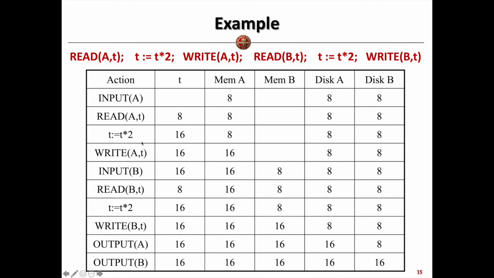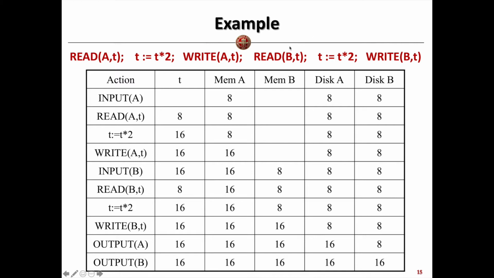The first operation we can use is to read A, T. So we can assign this A value to a T variable, and then we can double its value by T equals T times 2. We double the value, and then we can assign the value back to the A. Since A is a variable, we have A copies both on disk as well as in the memory.